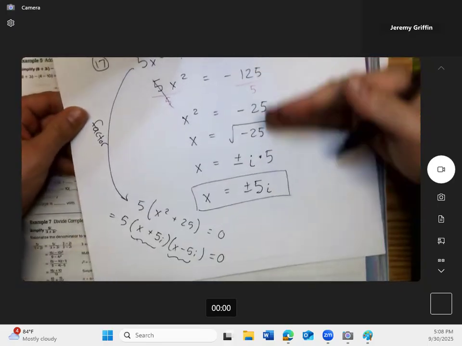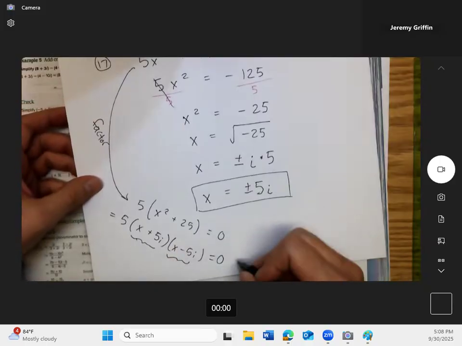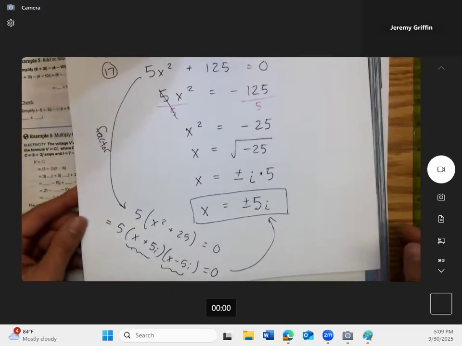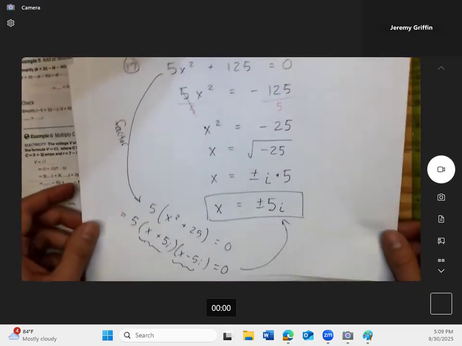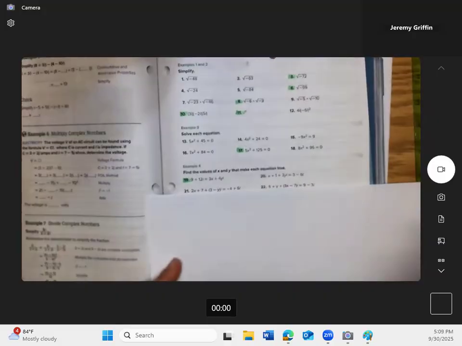So I did traditional algebra, got this. Or if you factor it, it's a little bit different path, but it leads you to the exact same answer, plus or minus 5i. However you get it. All right, so 17. All right, next. 19. Determine the values of x and y that make each equation true.